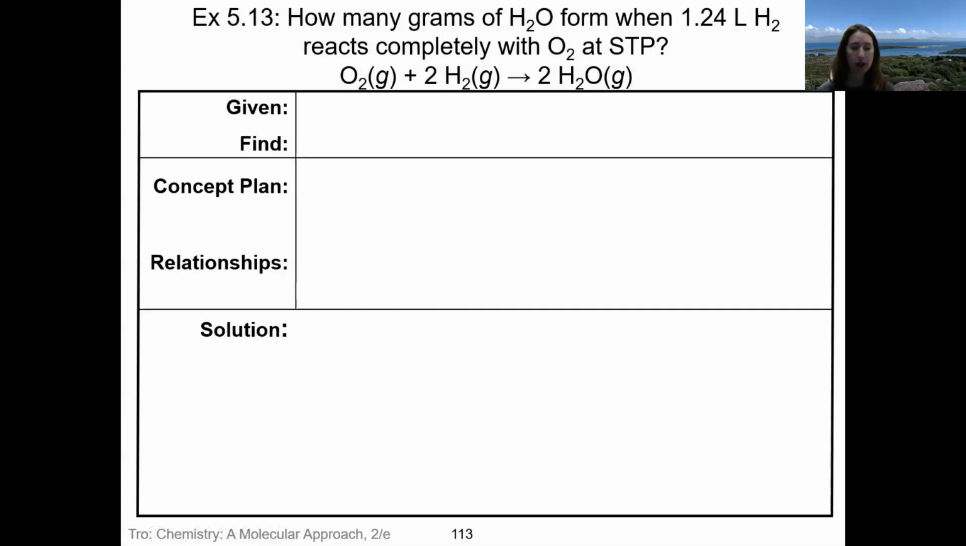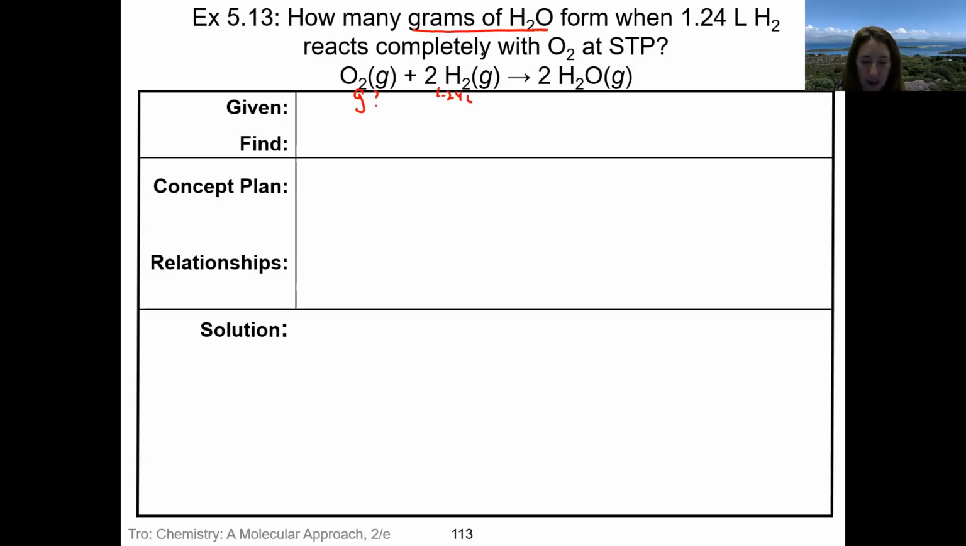All right, let's look at this one. How many grams of water will form when 1.24 liters of hydrogen reacts completely with oxygen? Okay, so what do I see here? First of all, I see a balanced chemical equation. So I'm probably doing a mole ratio. So we want grams of water. And again, this is our roadmap. So we want grams of this, and they're giving us 1.24 liters of this.